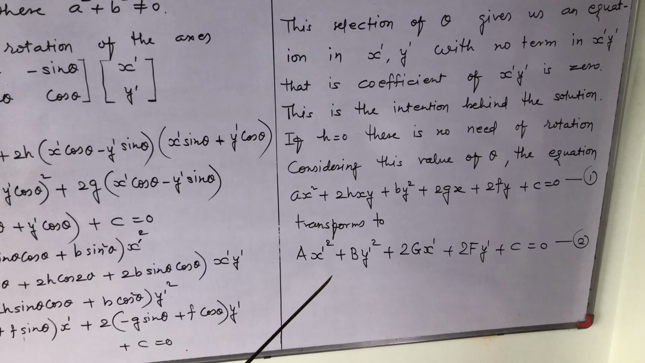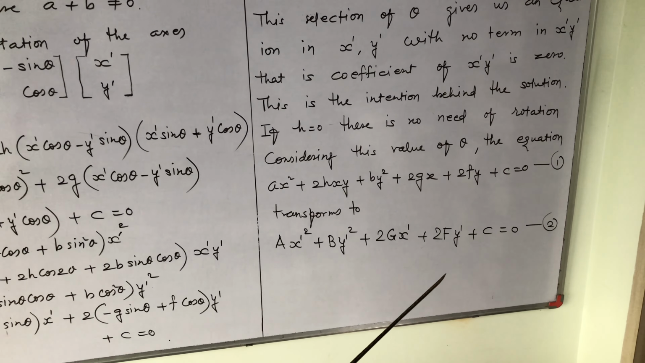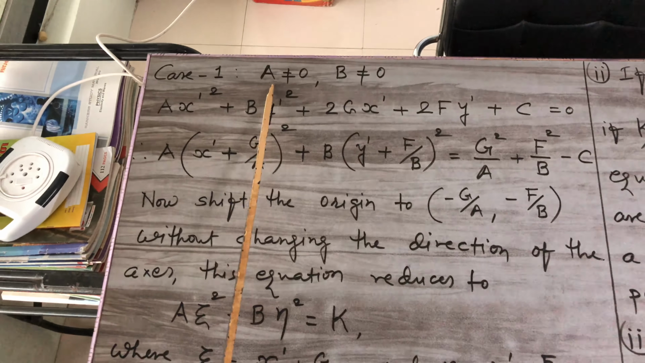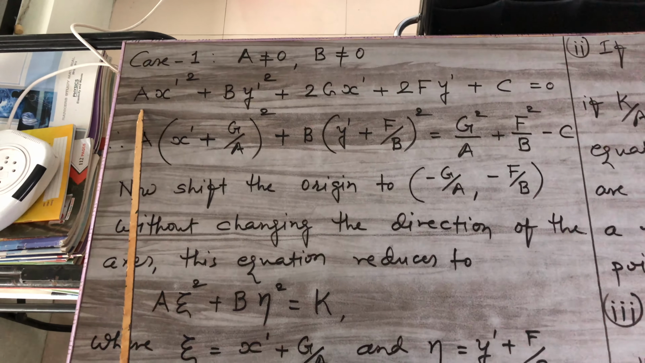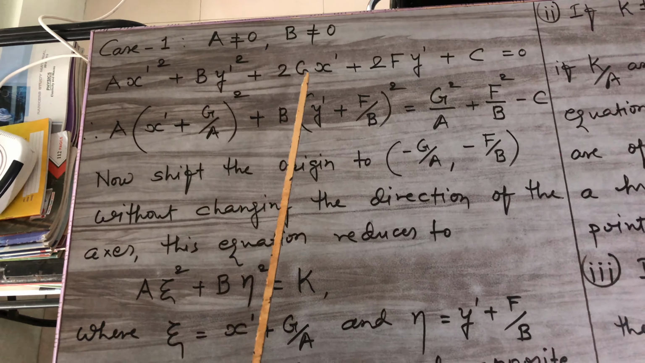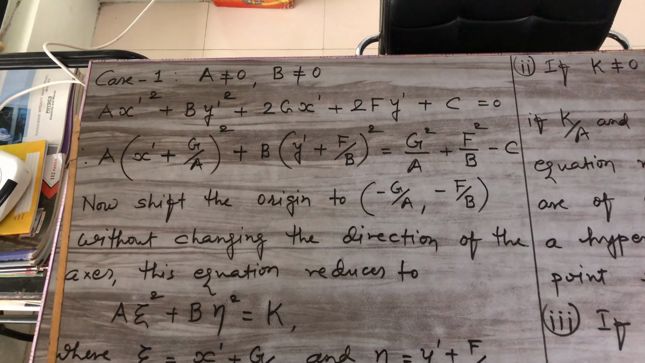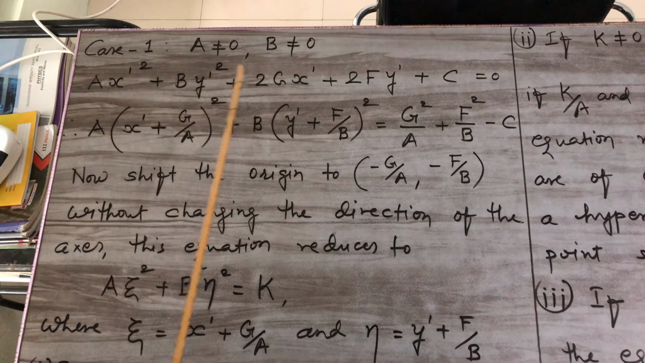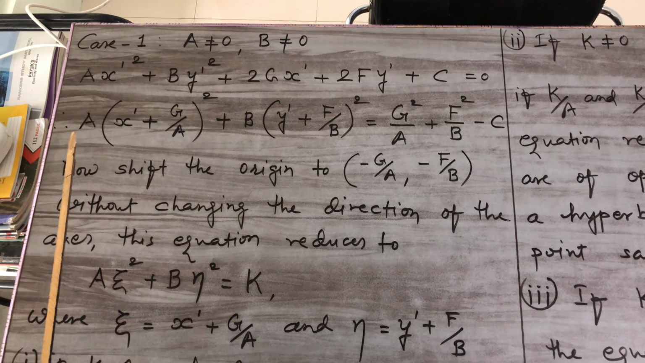Okay. For this equation, ax'² + by'² + 2gx' + 2fy' + c = 0. Case 1: a ≠ 0, b ≠ 0. This is the equation ax'² + by'² + 2gx' + 2fy' + c = 0. Making a perfect square for this x'², and last time we will find out.